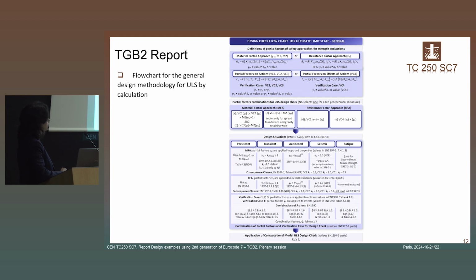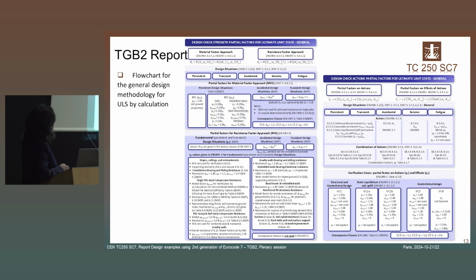And here I would like to show you some of the flowcharts that were developed. This one is for a general design methodology for ultimate limit state by calculation. And this is, I think, very useful, incorporating a lot of work and a lot of understanding of those 4 parts, those 4 documents that we need to have on our table when we are working. So probably for the other topics that are not covered now, and even at national level, we should do a little bit more work in order to provide our designers with a clear flow of the design.